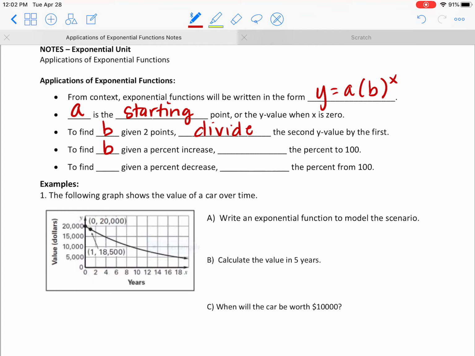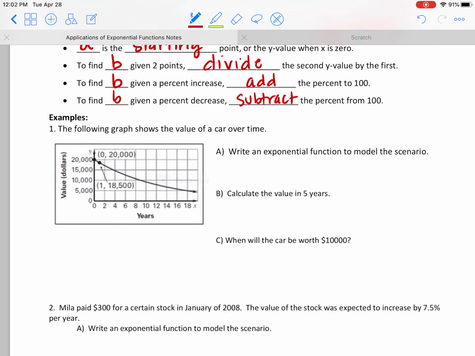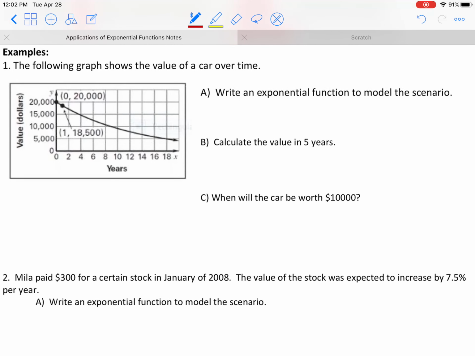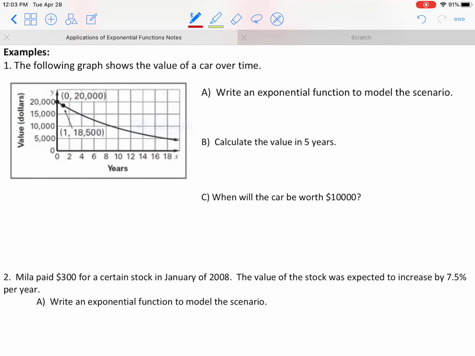So if we're looking at b as a rate, a percent increase or decrease, we will always be starting at 100%, and then we add to that or we subtract from that depending on if we're increasing or decreasing. So to find b, if we're given a percent increase, you're going to add what percent you're given to 100. And if you want to find b and you're given a percent decrease, then you're going to subtract the percent decrease from 100. Okay, I don't know if it makes sense, but hopefully it will as we get to some examples here.